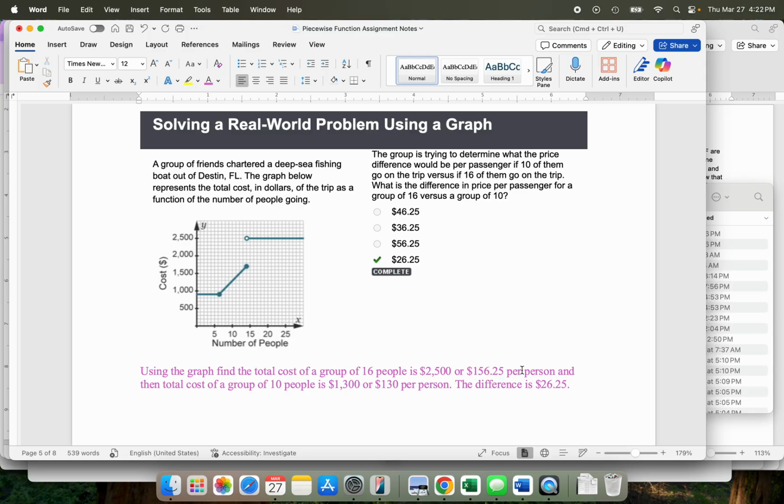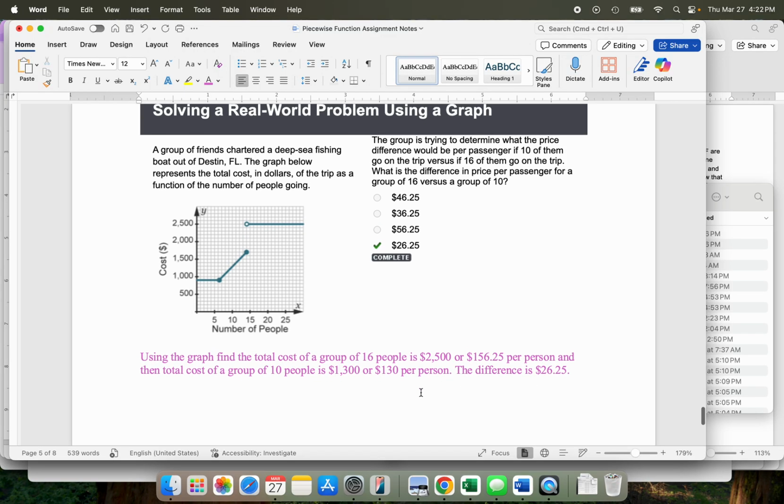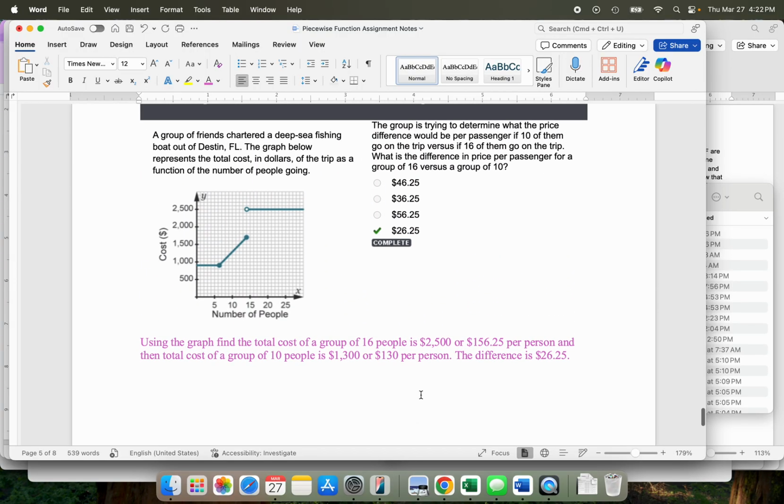$156.25 per person. If we had a group of 10, follow this up. At 10, it looks like it would be $1,300 for a group of 10, or $130 per person. They're asking for the difference between the two, and so the difference is $26.25. Okay. All right.